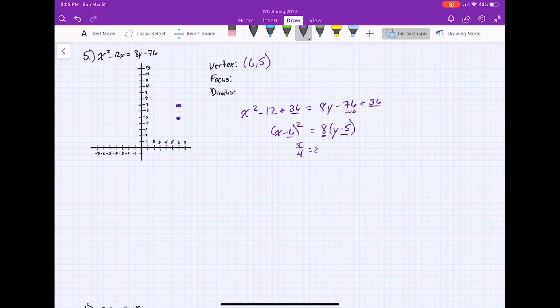So we can write down, go over 4, go over 4 this way. That's our 4a distance. So there's our parabola. And then, of course, our directrix is going to be 2 down, so it's going to be y equals 3. That's where that is. So we can put y equals 3, and then, of course, our focus, which was (6, 7).